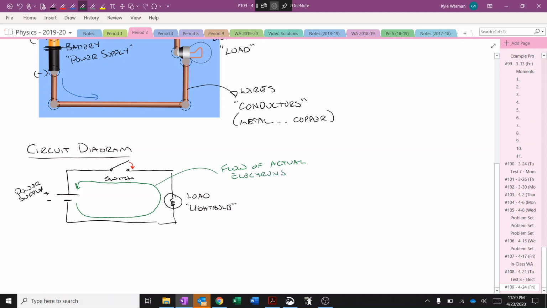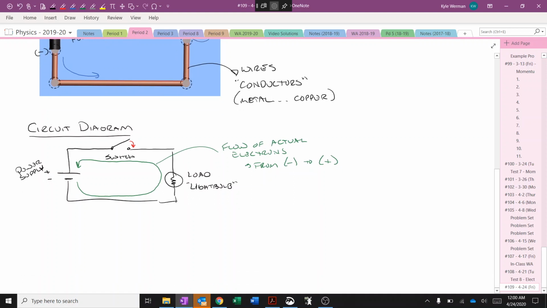All right, that's which way they're actually moving. They're going to move from the negative end where there are too many electrons to the positive end where they are missing, in order to find that balance, to find that charge equilibrium.